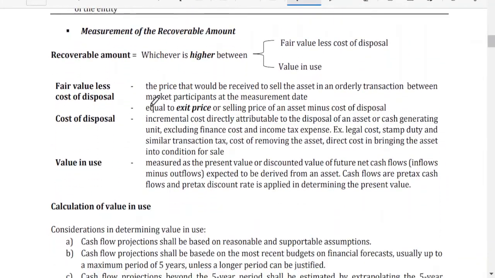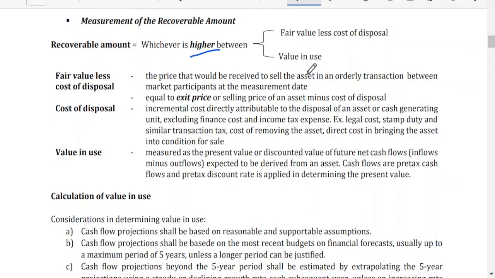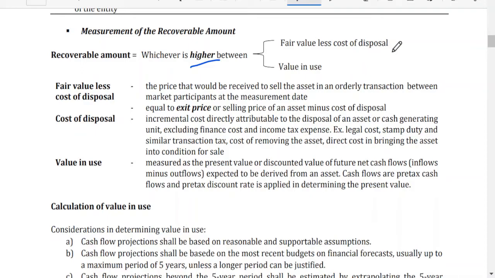Now let's go to the measurement of the recoverable amount. So how do we know the appropriate amount that will be considered as the recoverable amount? The recoverable amount that will be compared with the carrying amount shall be the higher between the fair value less cost of disposal and the value in use. Whichever is higher between the two, that will be the amount that you will use as recoverable amount. If the fair value less cost of disposal is greater, this means that it's more beneficial to sell it now.